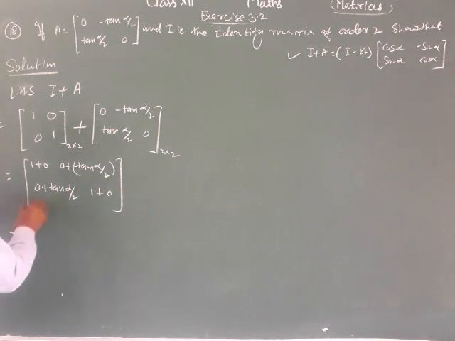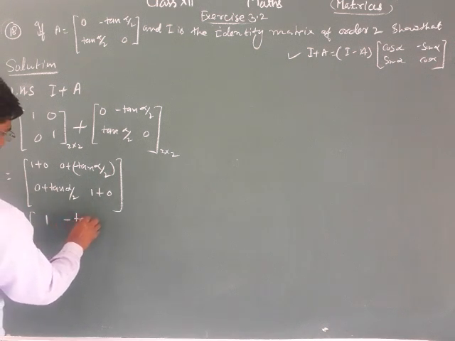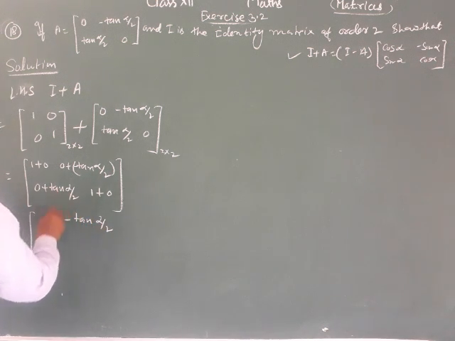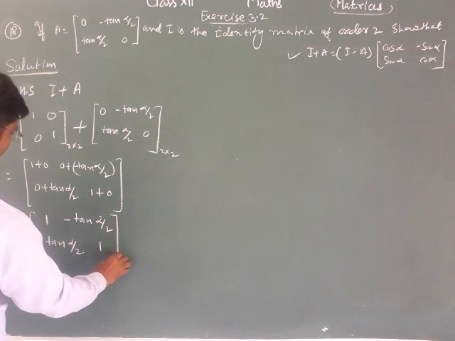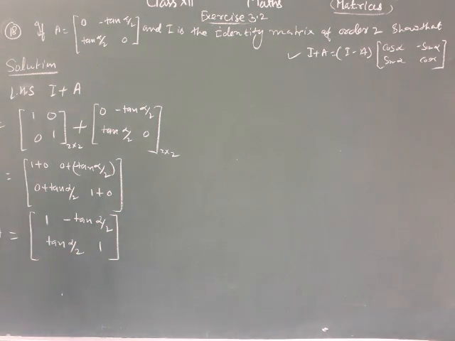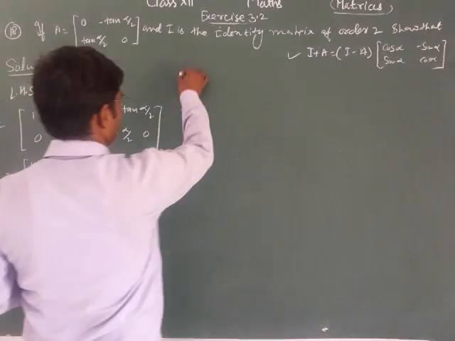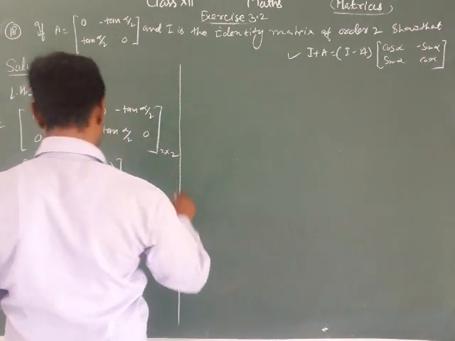So now the matrix I plus A is equal to 1, minus tan alpha by 2, tan alpha by 2, and 1. So this is I plus A. In the same way, we take the RHS.